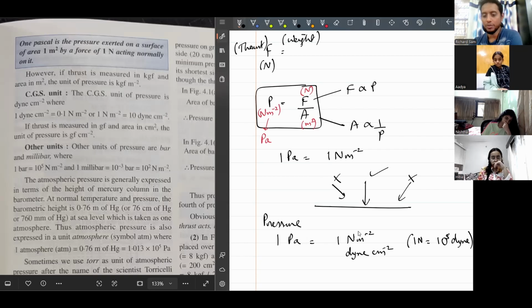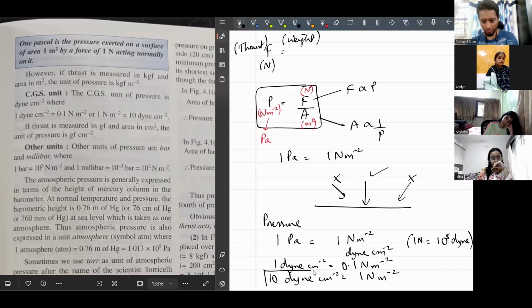Now, the relationship between this, you can just memorize it because the derivation is not required. So you can just remember that 1 dyne per centimeter square is equal to 0.1 Newton per meter square. Or if you multiply both sides with 10, we get 1 dyne per centimeter square is equal to 1 Newton per meter square. This relationship you just have to remember.